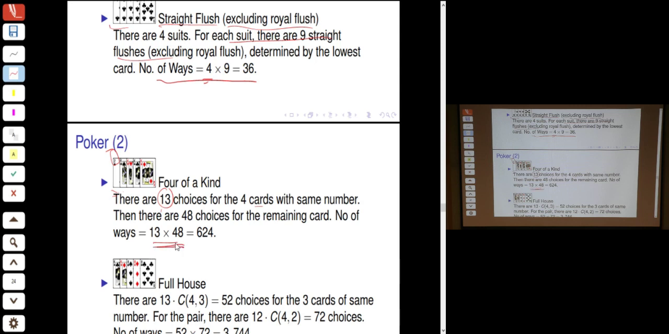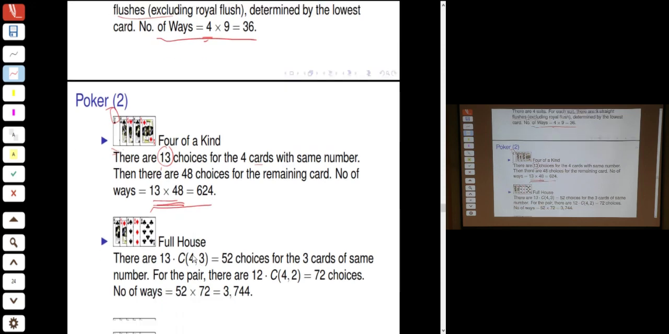So, there are 13 choices for the card to be repeated. Once you choose that number, you pick all 4 cards of that number, and then you pick any one card out of the remaining 48. So that's 13 times 48, which is 624.